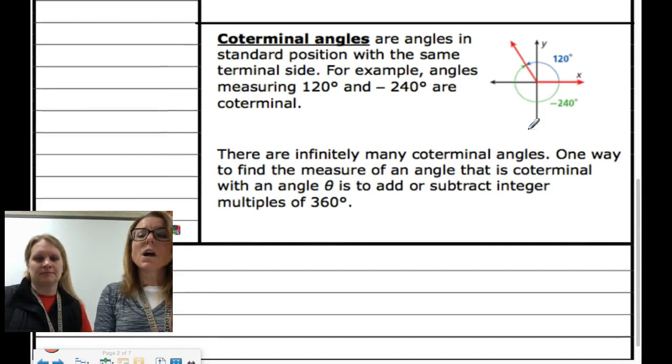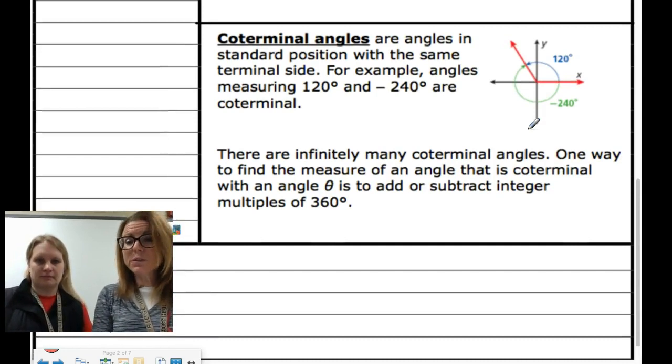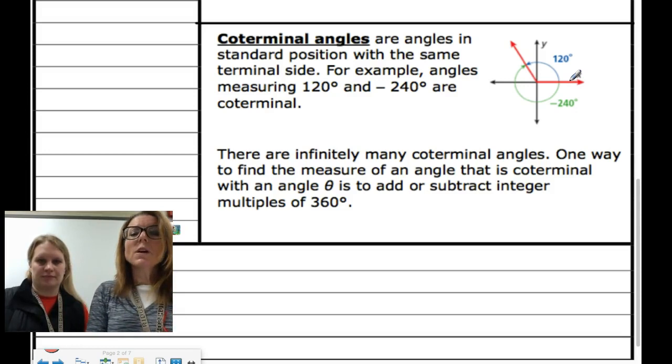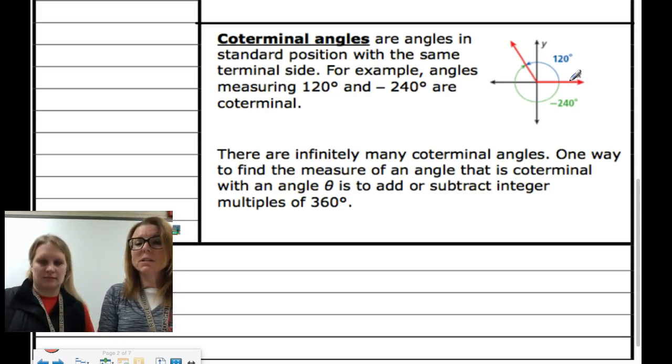Coterminal angles are angles in standard position. And remember what standard position is again. Start on the x-axis, with the vertex at 0, 0, with the same terminal side. Because if we go this way or this way, we'd still get it. But it makes a total circle, which is 360.